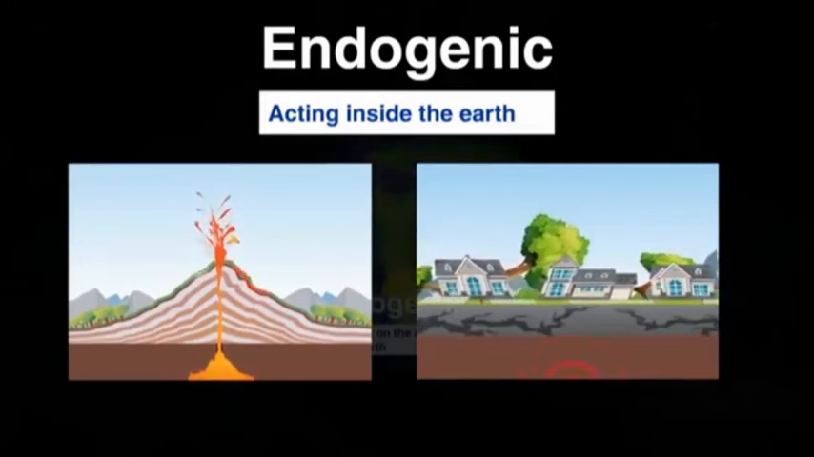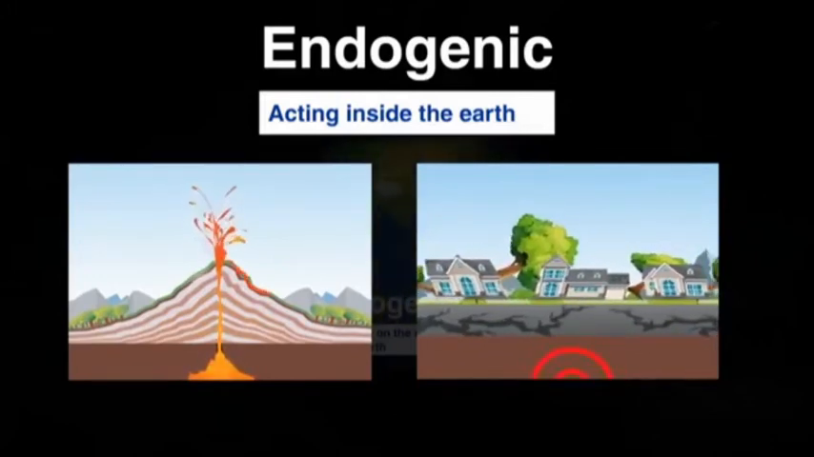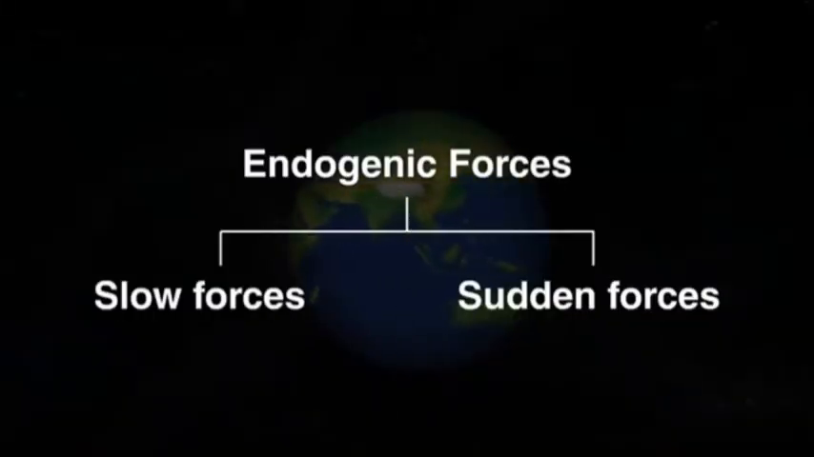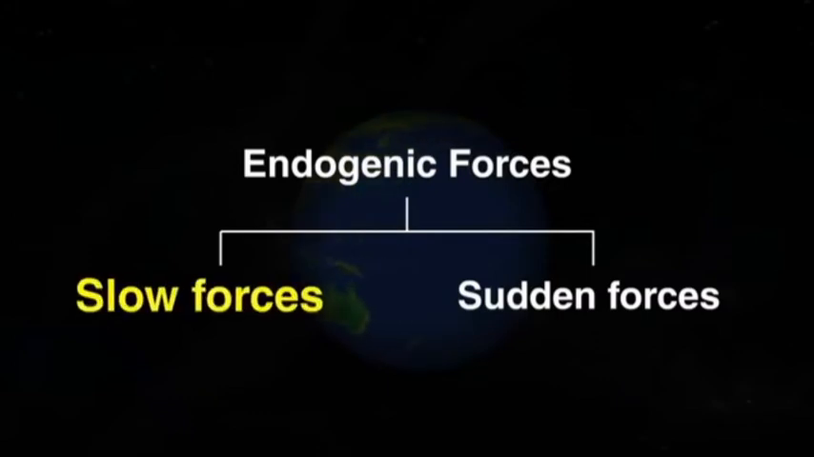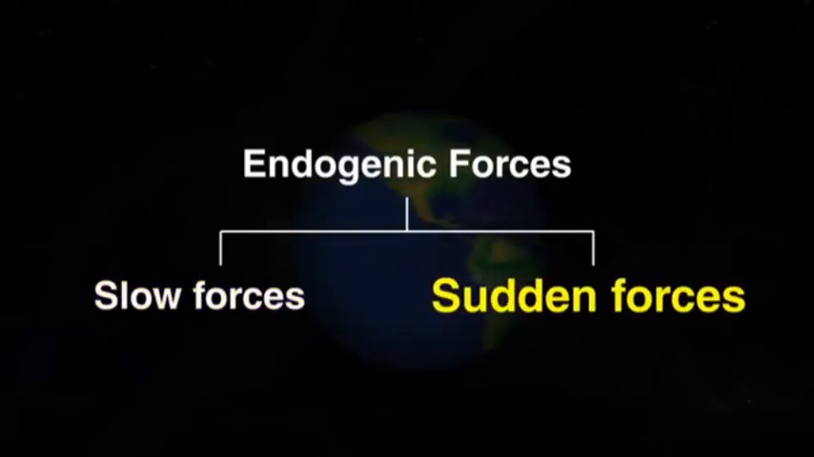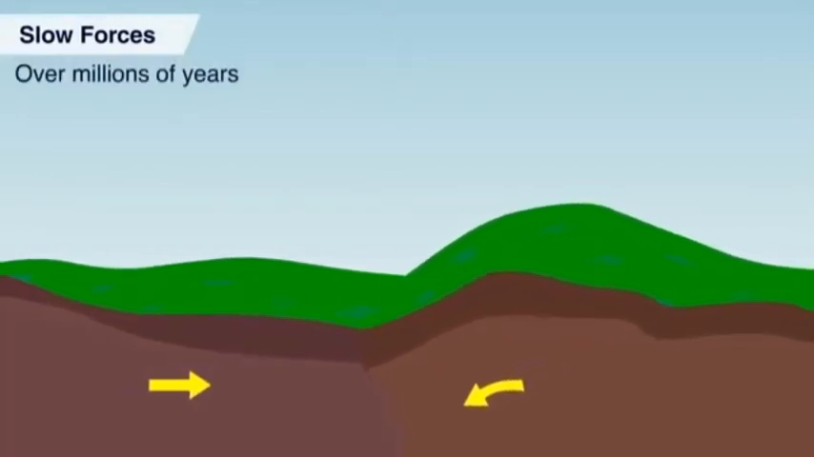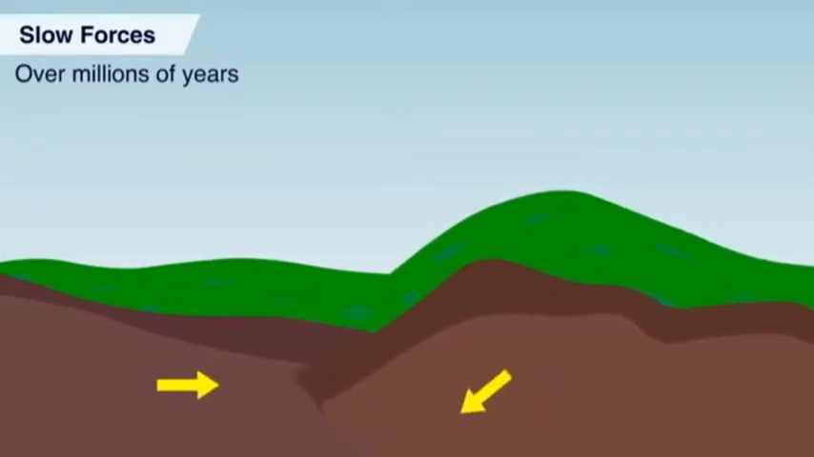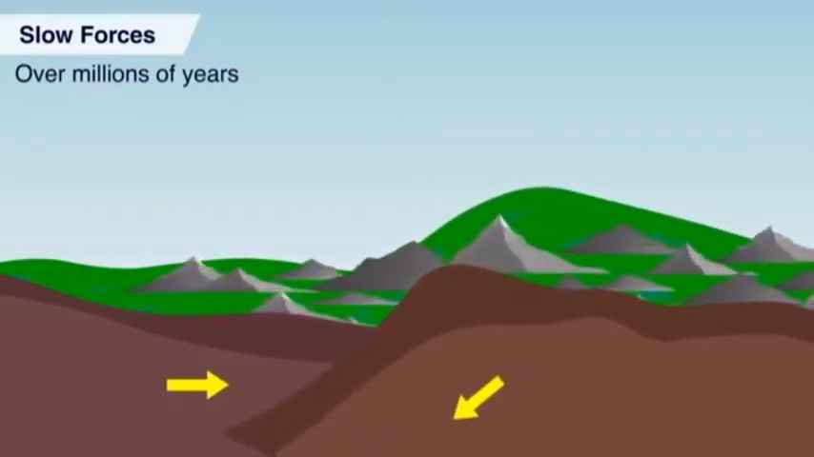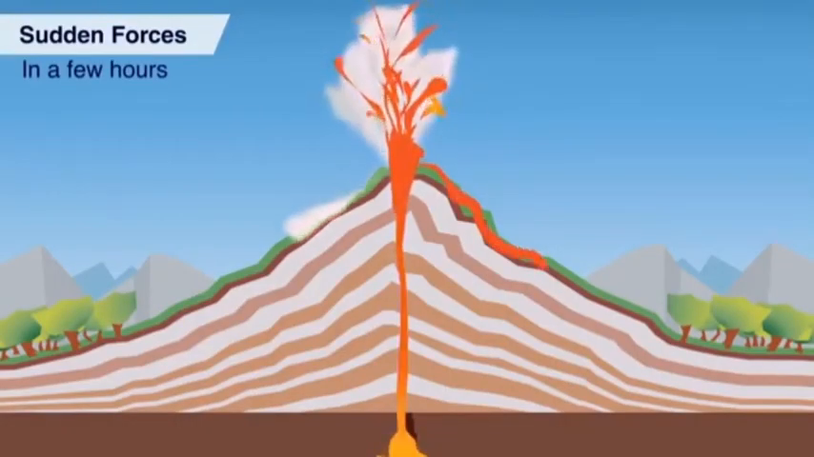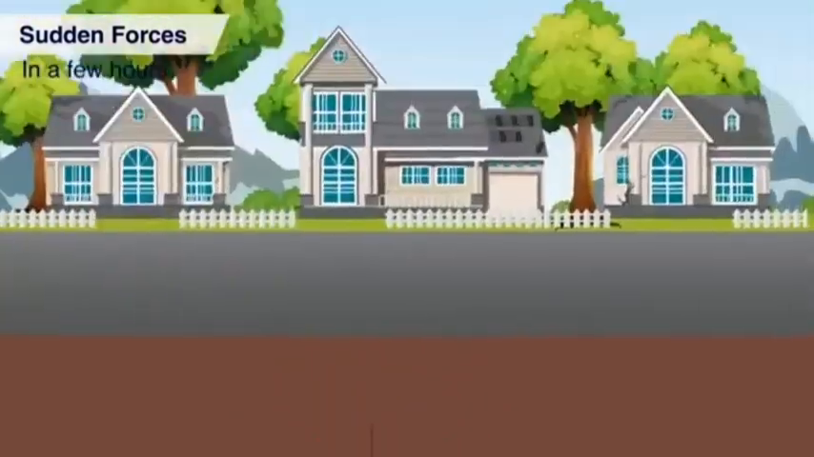Endogenic forces are those which are inside or beneath the surface of the earth, and exogenic forces are those which are on the surface of the earth. This causes two types of endogenic forces: slow forces and sudden forces. Slow forces, as you can see, cause the formation of mountains. This is how the Himalayas were formed. Sudden forces result in volcanic eruptions and earthquakes.